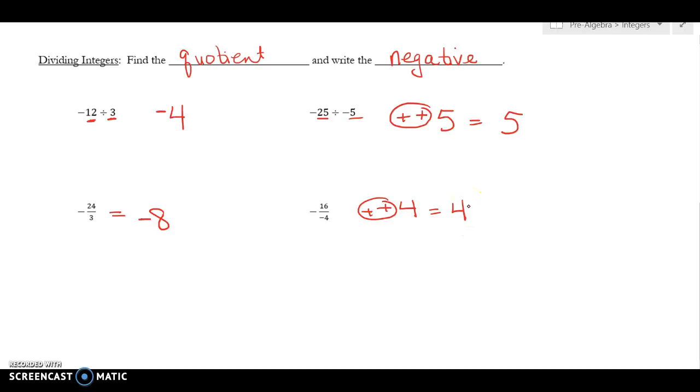And that's it. You just have to remember to do the math, write the signs, and then circle any double negatives you have, because when you circle them, they're going to become positive.